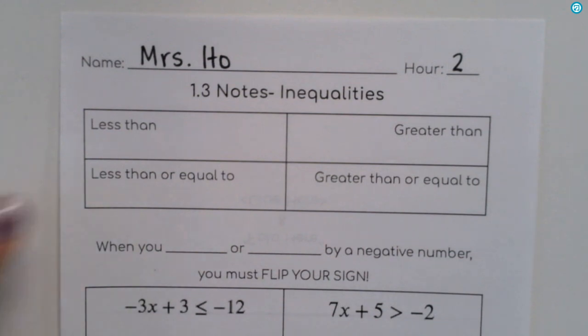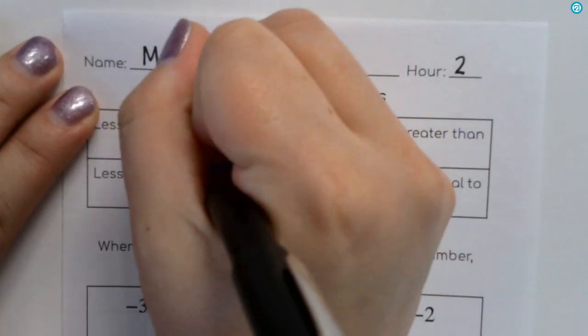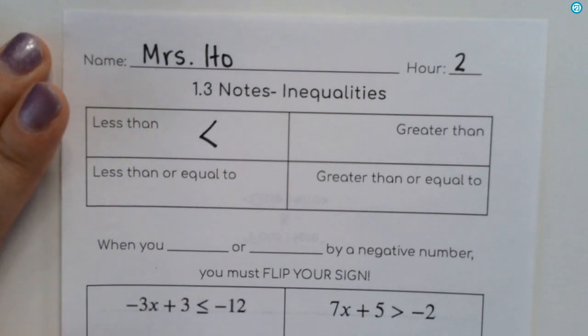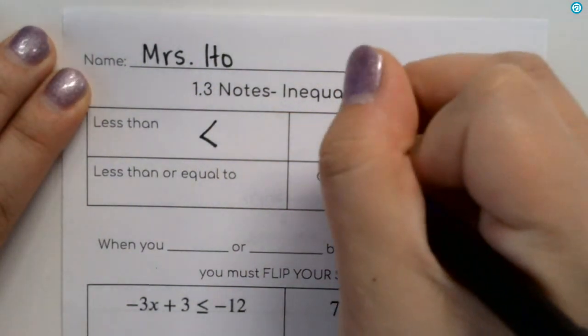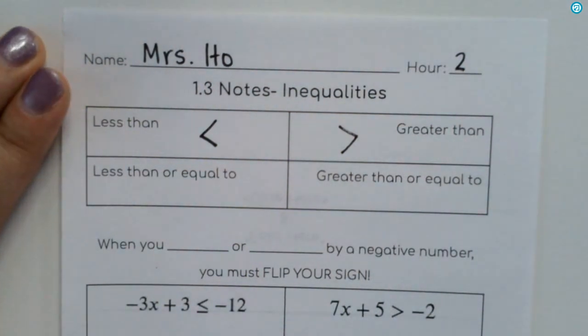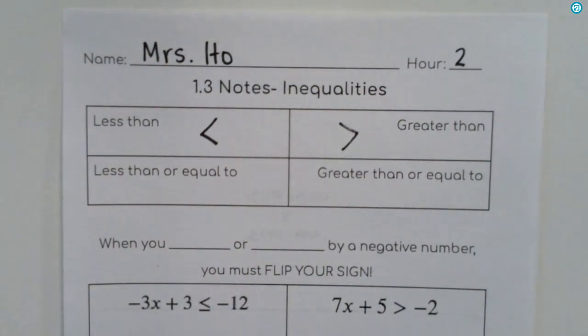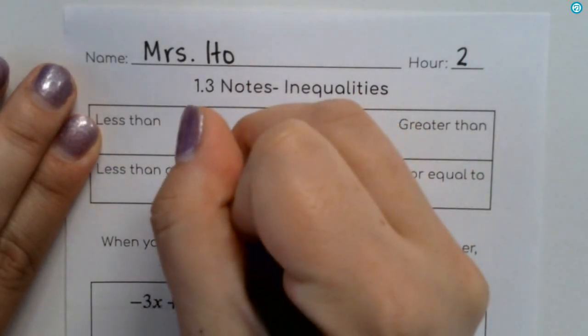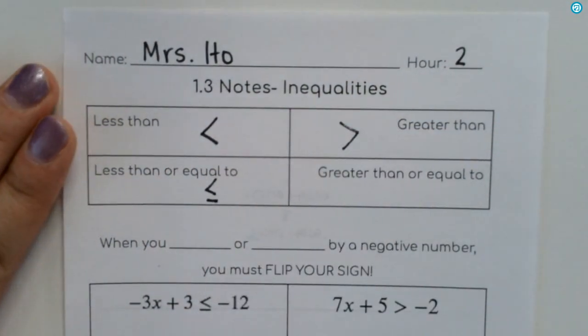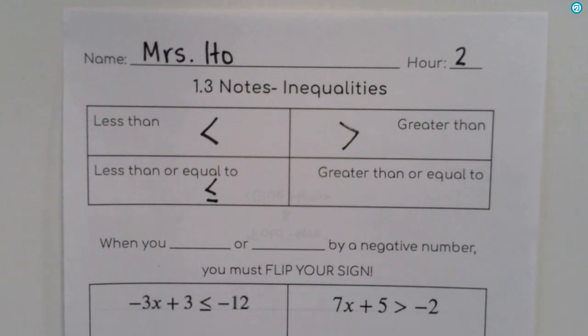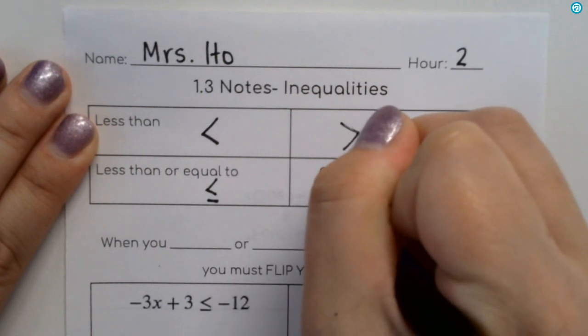They are as follows. A less than symbol goes this way, so it's pointing to the left. The arrow is pointing to the left. A greater than symbol is pointing to the right. A less than or equal to symbol is the exact same thing as a less than symbol with a little line below it. It's like a less than symbol and then half of an equal sign. And a greater than or equal to, same thing, greater than symbol with a line underneath it.